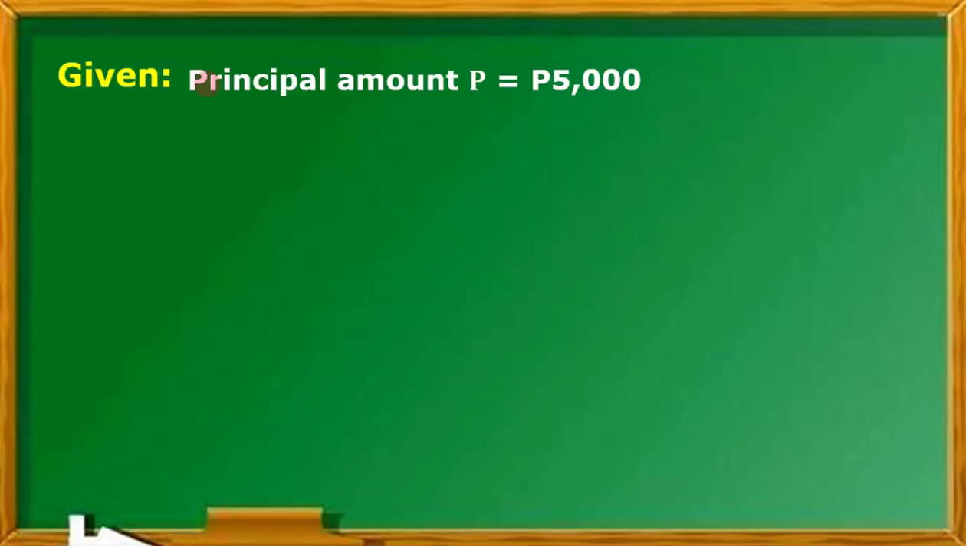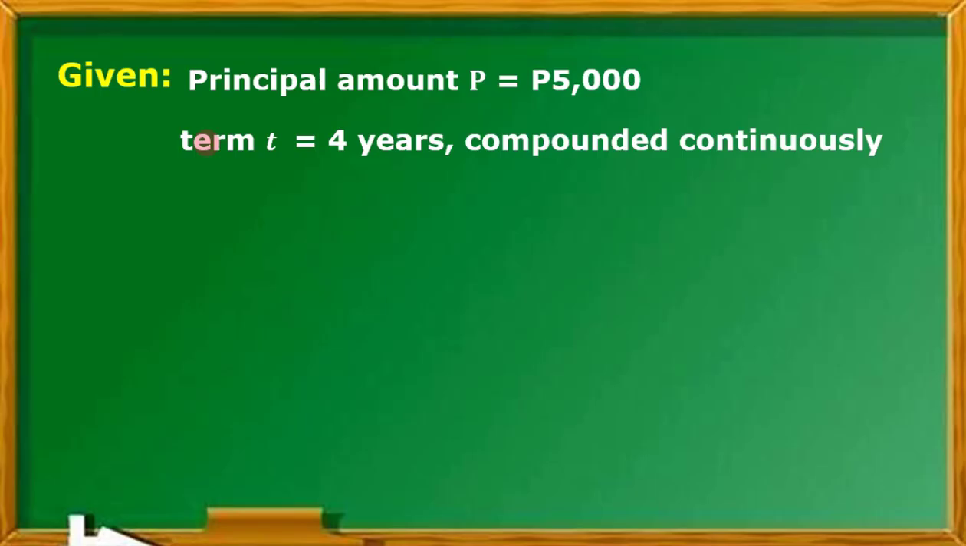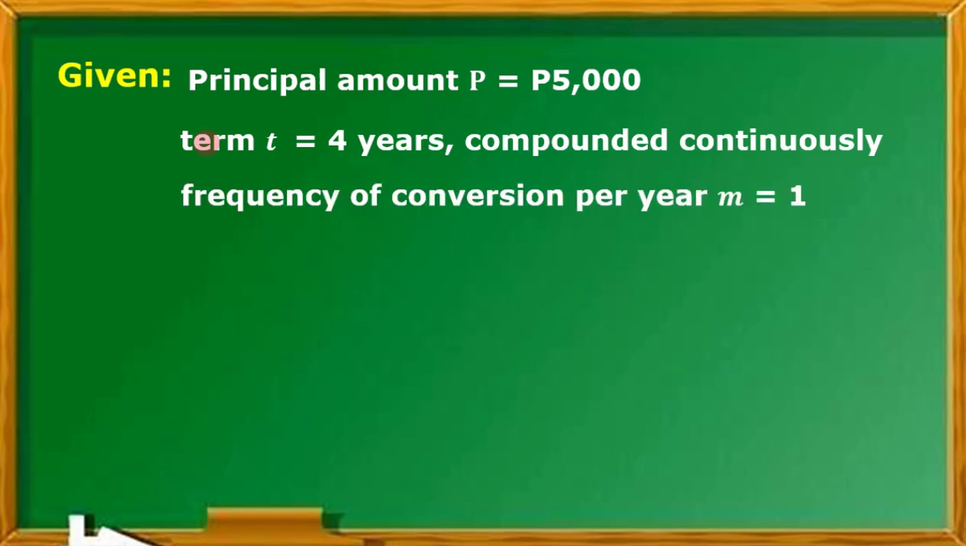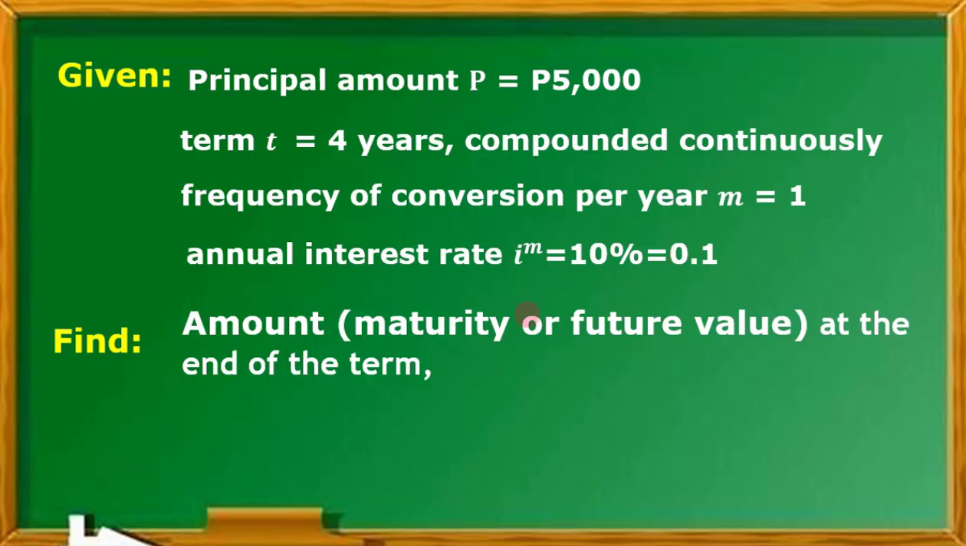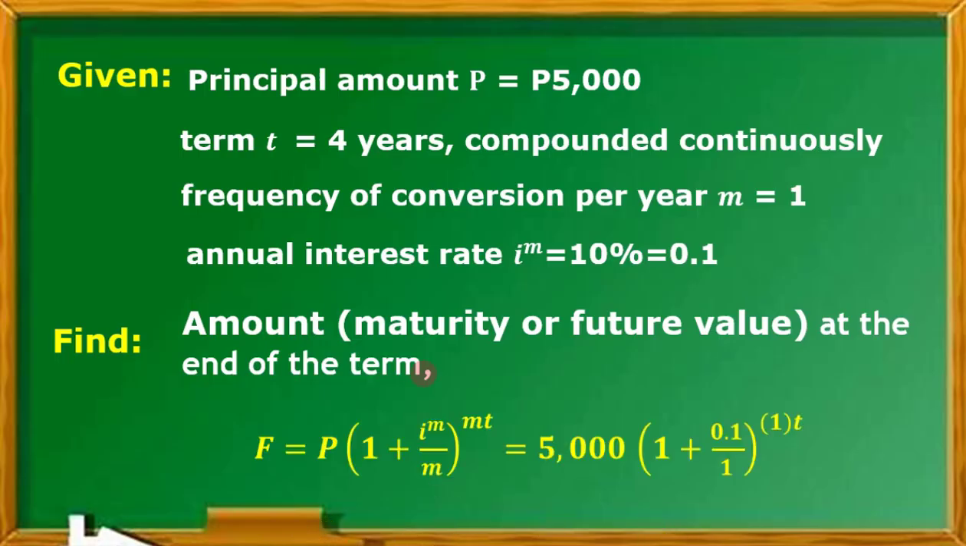So given the principal amount of 5,000, the term t equals 4 years, and frequency of conversion per year m equals 1 because it's yearly. Annual interest rate i^(m) equals 10%, converted to decimal is 0.1. And we have to find the maturity or future value at the end of the term. So in this case, we have F. We have the formula, so we substitute the principal amount P for 5,000.